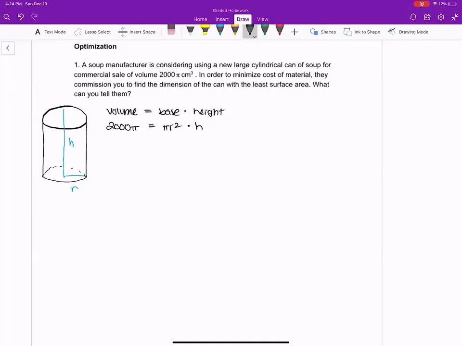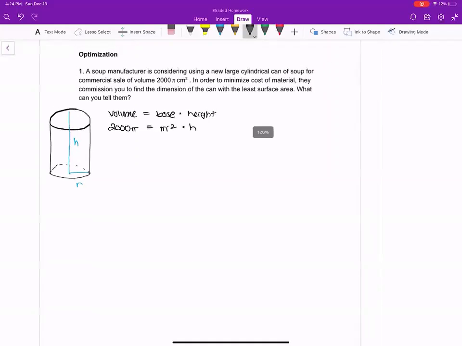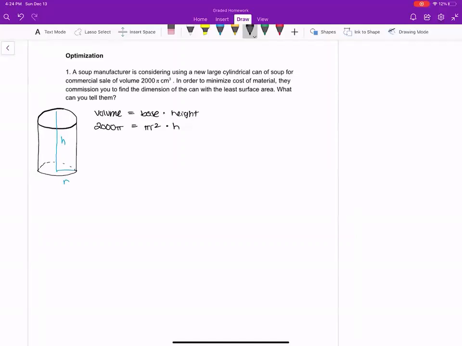Now, what do you want to know? You want to know the surface area, so that you can minimize the cost of the material. So you want to find a dimension where your surface area is at its minimum. The surface area is 2 pi r squared, because you have two circles, and you would have 2 pi r times the height of your cylinder.